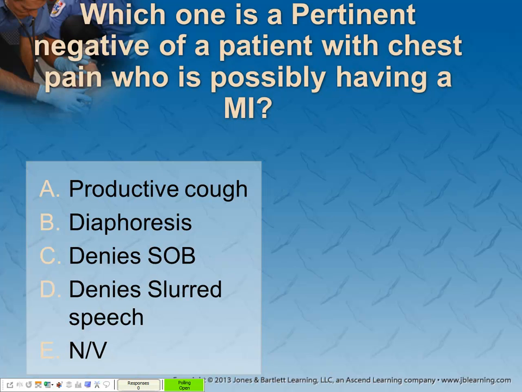All right. Which one is considered a pertinent negative of a patient with chest pain who is possibly having an MI? Which one of these listed here is a pertinent negative? Think about it. So pertinent negative is something that should be there, but it's not there.